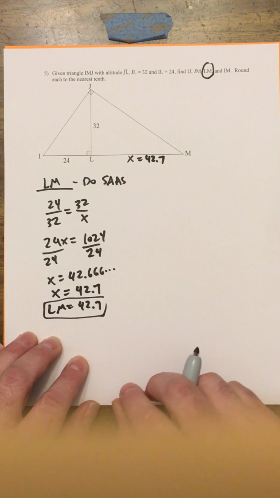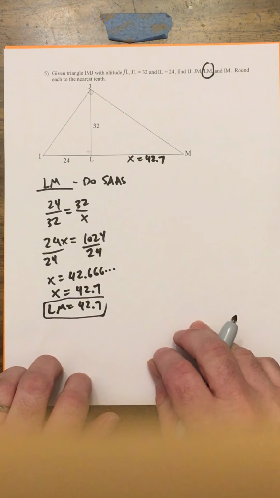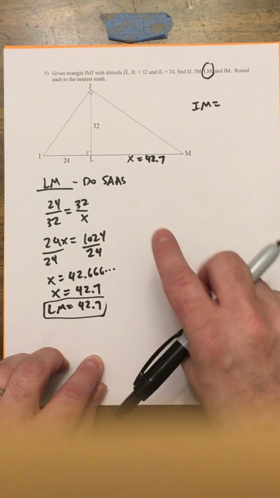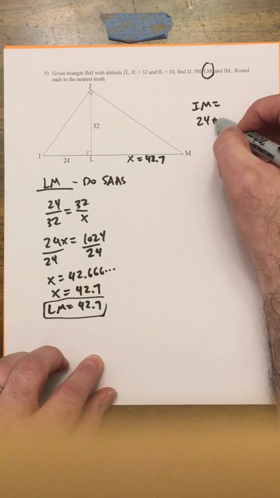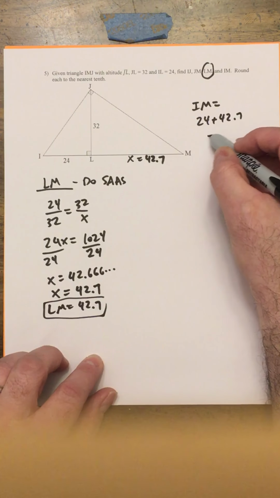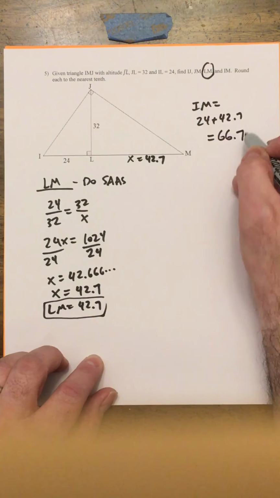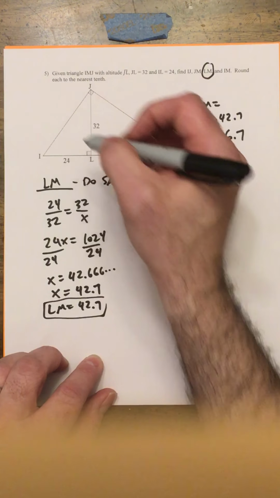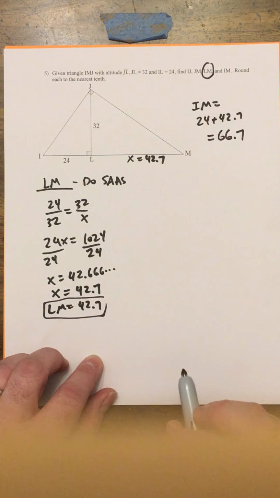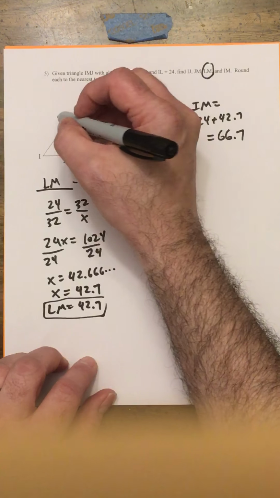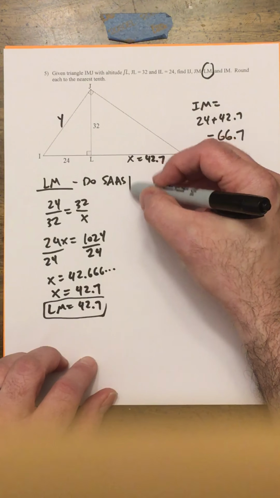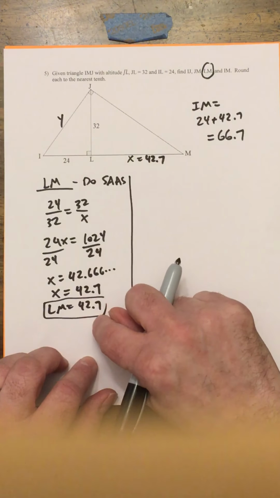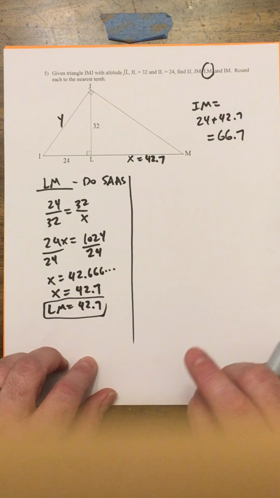Okay, so we got that first part. And by the way, we could also now do IM. IM is simply 24 plus 42.7, and that's going to give us 66.7, okay? So that's IM. All right, now to find IJ, I'm going to use a different variable for this side, and just keep in mind, it's a different problem from this one, so I don't want to use the same variable. If there's multiple parts of a problem, use different variables.